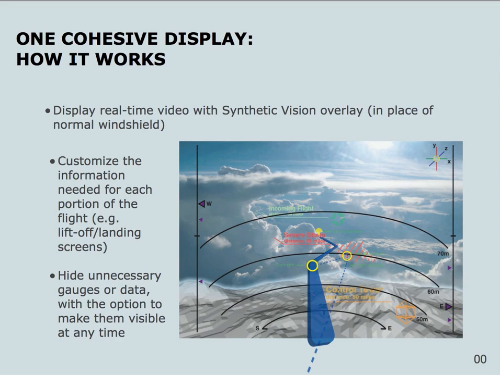And we're actually trying to really maximize what this can be used for and the potential of this by putting on a lot of different kinds of information that normally are scattered about the cockpit in different places. And we're really trying to make it easier for the pilots to navigate and to do what they need to do. There's also the ability to hide unnecessary gauges and data, and the ability to make them visible or even change the opacity on them.